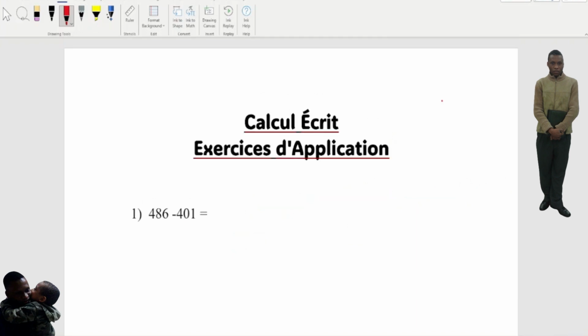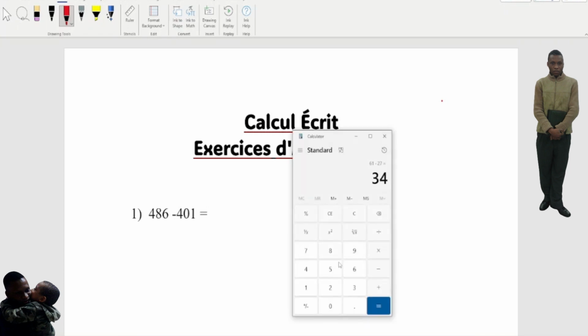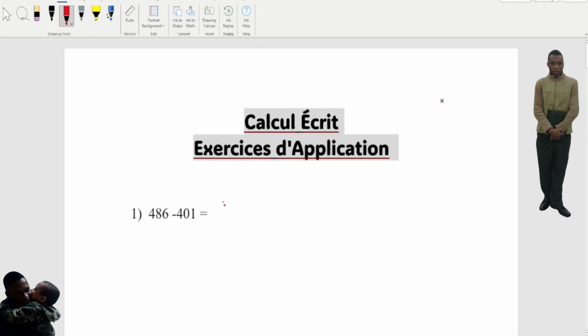So here another one. Now, if we bring the calculator, now we put 486 minus 401 equal 85, right? We got 85 here, okay? So we got 85, right?